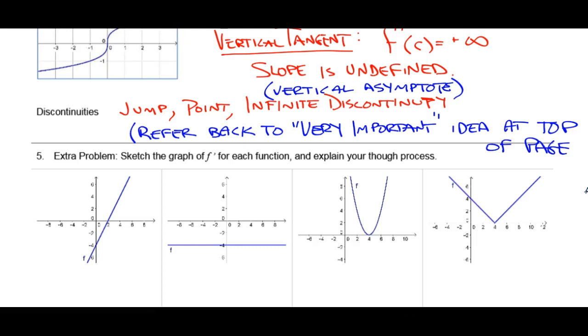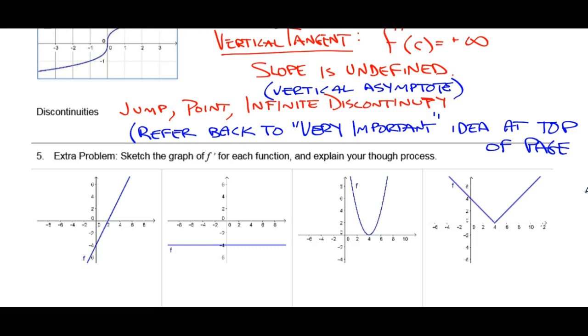Okay, so again, those ideas, if you have a discontinuity, the function is not differentiable there. Kind of makes sense. If the function has a jump or has no definition at a specific point, how could you draw a tangent line?